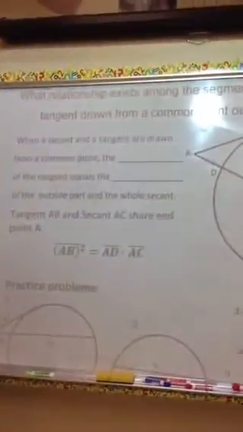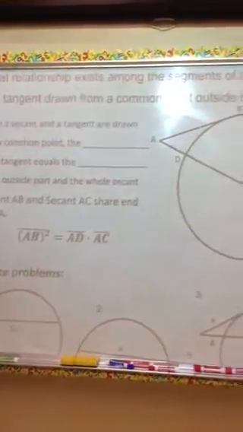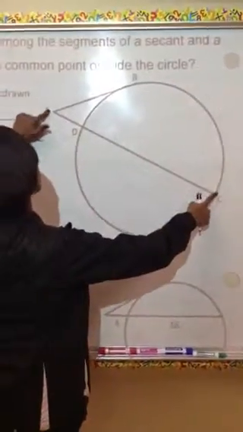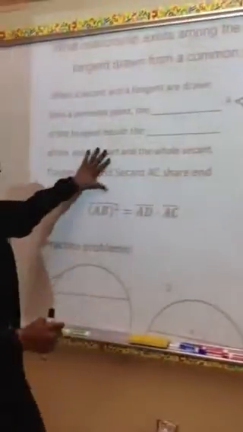On the back of this worksheet, it asks what relationship exists among the segments of a secant and a tangent drawn from a common point outside the circle. You know, on the front we had two secant segments. On the back we have a secant, but we also have a tangent. All right, let's look and see what happens here.